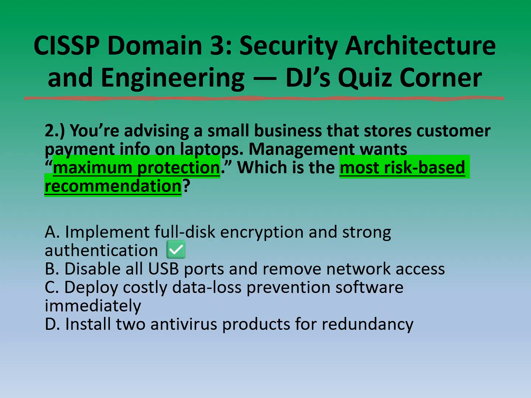The correct answer is option A. Implement full disk encryption and strong authentication. CISSP thinking avoids over-engineering. Encryption and authentication address the highest impact risk. Options B and C may be secure, but ignore practicality and proportionality, key CISSP judgment factors.